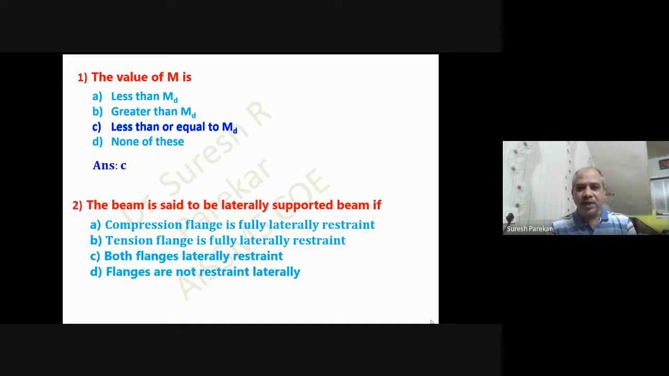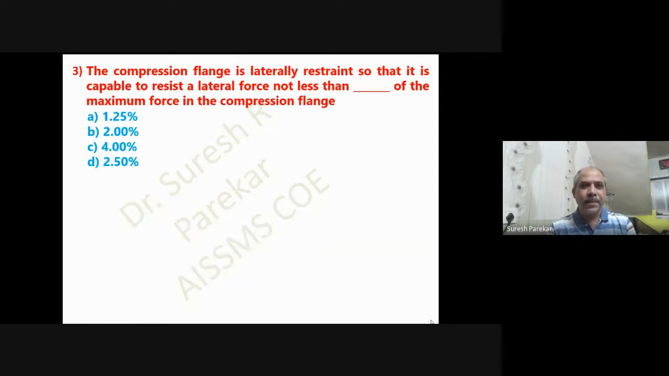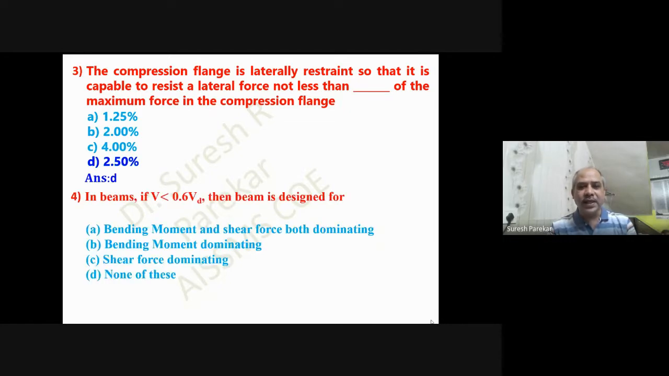Then the beam is said to be a laterally supported beam if the compression flange is fully restrained. The compression flange is laterally restrained so that it is capable of resisting a lateral force, and the answer is 2.5%. In beams, if V is less than 0.6 VD, then the beam is designed for bending moment. So in this case my beam is bending moment dominating, and we have to design it for bending moment.